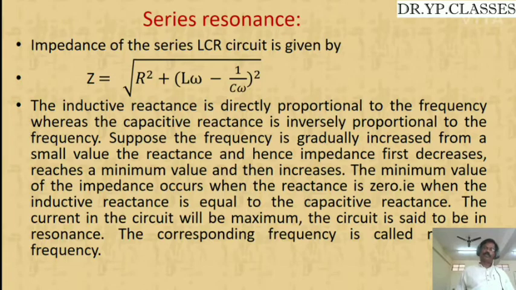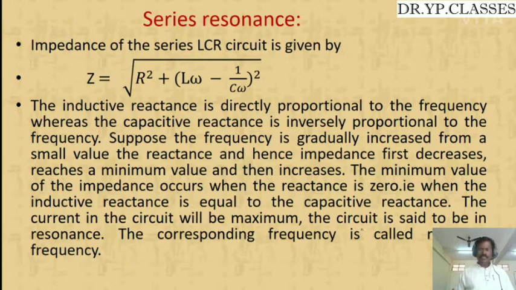The impedance of the LCR series circuit is given by Z equal to square root of R square plus (L omega minus 1 over C omega) whole square, and the current is I equal to I naught e to the power of j (omega t minus phi). This is what we derived in the last video. Let me continue from there, starting with the discussion on series resonance.